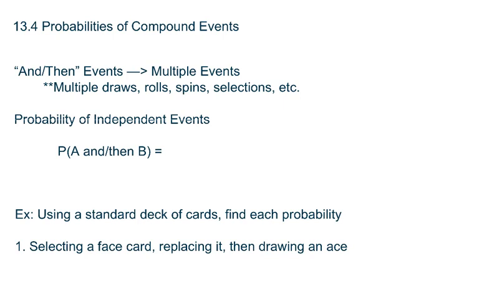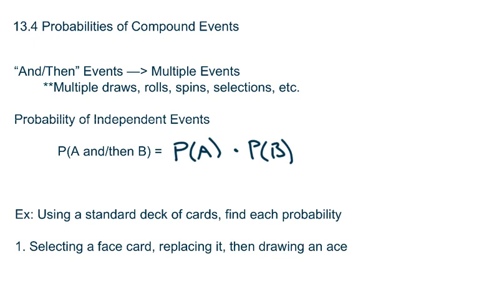If our events are independent, and we've talked about independent before, the way we find the probability of A and then B is we take the probability of event A happening and multiply it by the probability of event B happening. And that's all there is to it. We take the two probabilities and multiply them together.